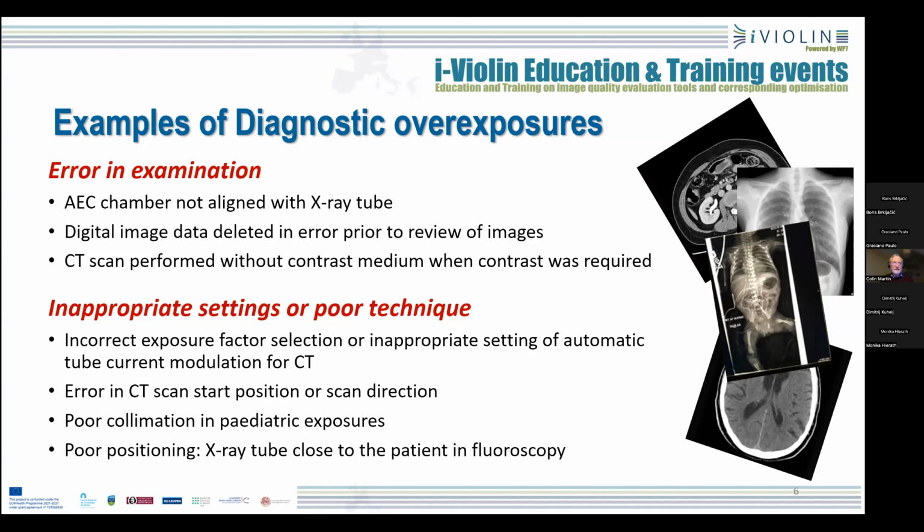And there was a particular example of that, which I'll show a bit later. There might be an error in the CT scan start or scan position, so you're scanning the wrong bit of the body. It might be poor collimation in a pediatric exposure. Say, if you look at one of the images on the right of a child, much more has been exposed than is necessary for the examination, including sensitive organs. And then poor positioning might be an X-ray tube close to the patient in fluoroscopy.